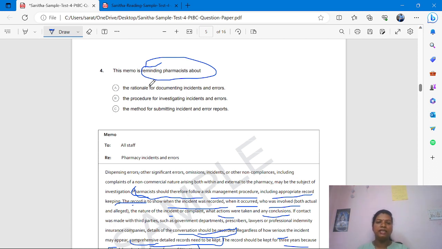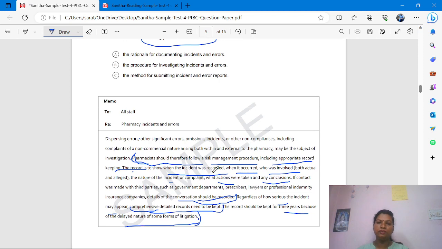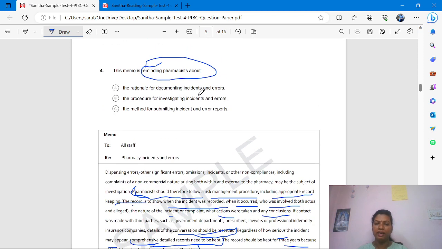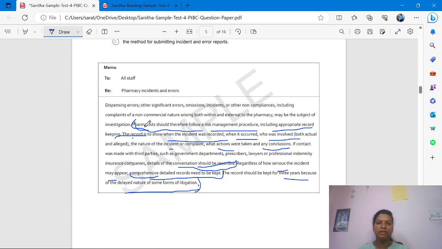First option, the rationale for documenting incidents and errors. They are focusing on the importance of the rationale for documenting, giving proper information for documenting incident reports. Ask yourself. Now come to the second question, the procedure for investigating incidents and errors. What are the procedures? Here something is given.